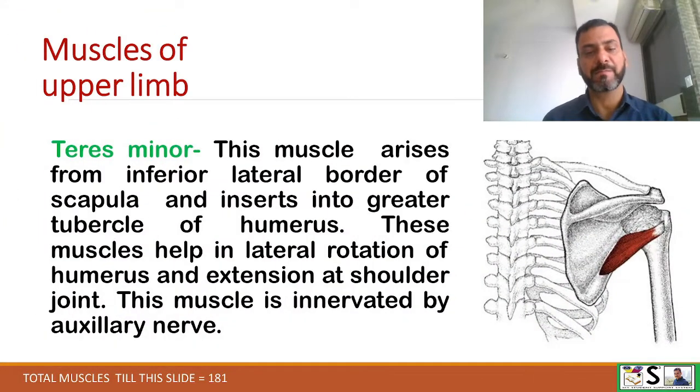Teres minor. This muscle arises from the inferior lateral border of the scapula and inserts into the greater tubercle of the humerus. These muscles help in lateral rotation of the humerus and extension at shoulder joint. This muscle is innervated by axillary nerve.